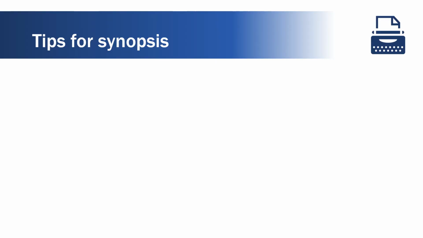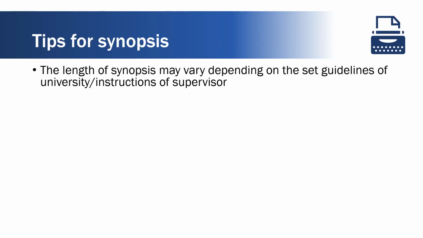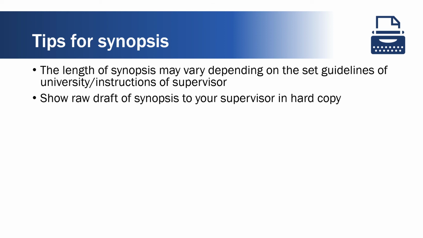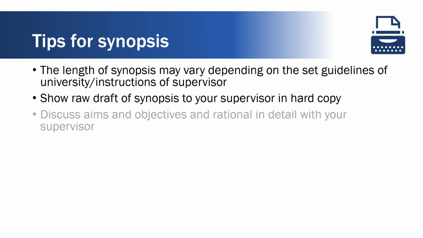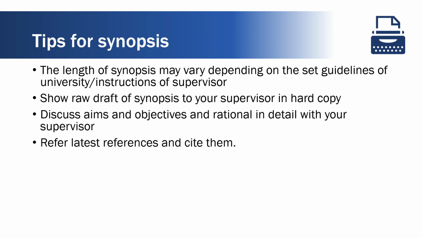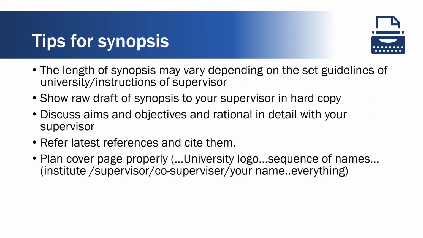So dear learners, what are the tips for writing a synopsis? The very first thing, your aims, objectives and rationale should be clear. And secondly, you should get it checked by your supervisor in hard copy. Similarly, you have to submit the revised copy, and again it is to be approved by your supervisor and co-supervisor. And please focus on writing the front page of your synopsis, with the name of your institution, the name of your supervisor, co-supervisor, as well as your name.